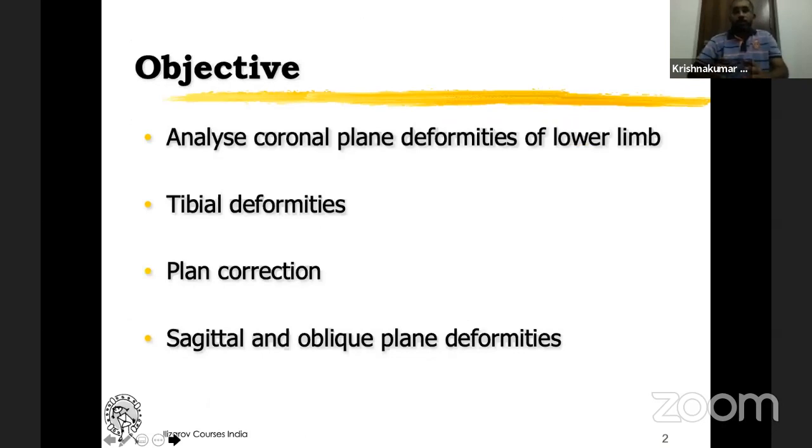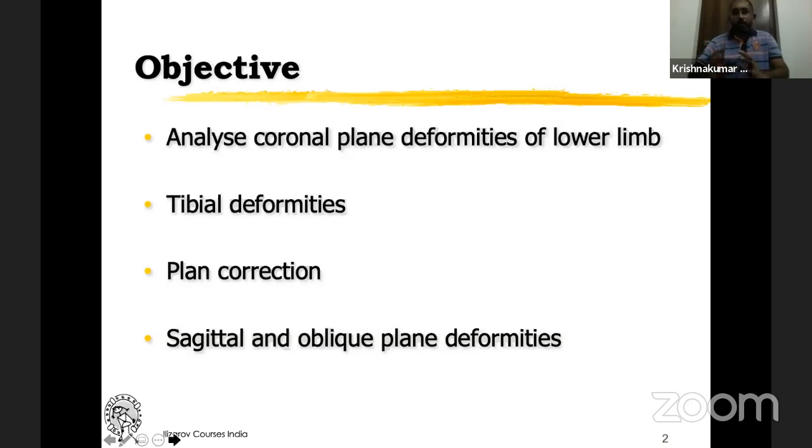The objective of this webinar or this lecture is to give you an idea about how to analyze the coronal plane deformities of the lower limb, and our specific focus would be on tibial deformities because it's the simplest of the lot, and once you are into that particular workflow, it's going to be the same whether you are dealing with femur or whether you are dealing with an upper limb bone. So we'll start off with tibial deformities, and this particular lecture will be focusing on tibial deformities. We will be touching around with the femur also, but mostly on tibial deformities.